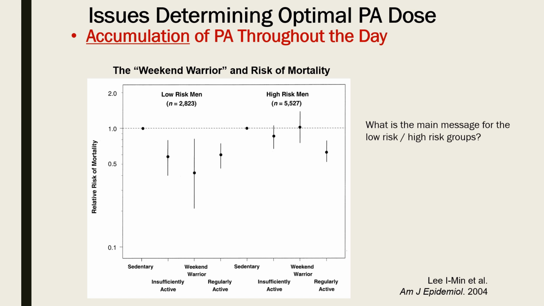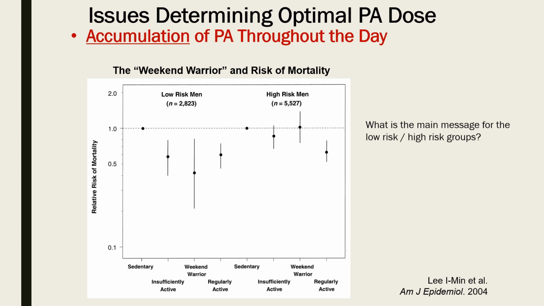The study examined the relative risks of mortality based on physical activity patterns among two groups, low-risk men and high-risk men. Low-risk men had none of the following risk factors at baseline: cigarette smoking, overweight, history of hypertension, or hypercholesterolemia. High-risk men had at least one of these risk factors. What are the main findings for the low-risk and high-risk groups? The sedentary group served as the reference group in both cases.